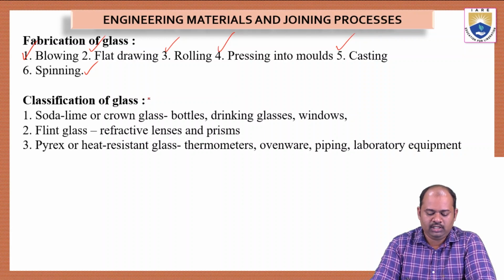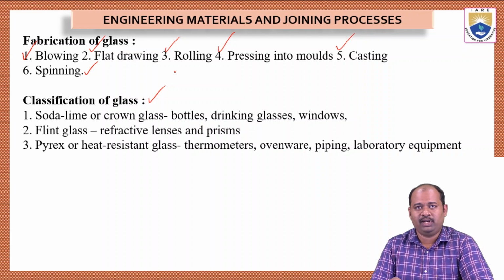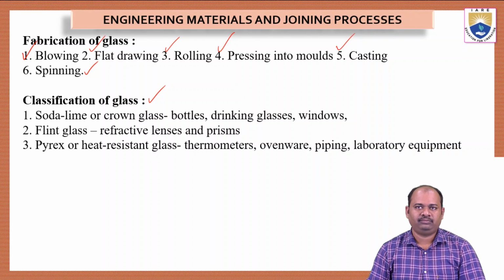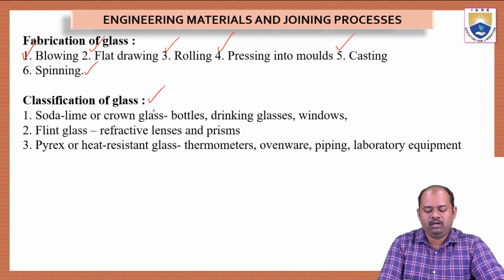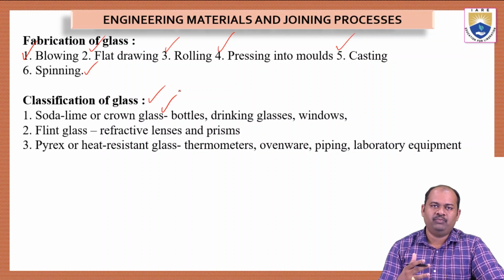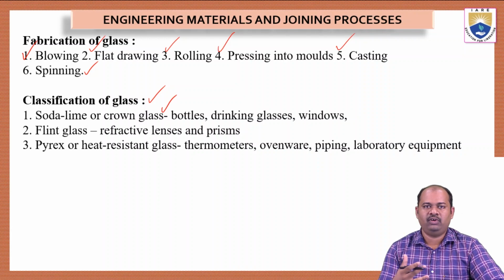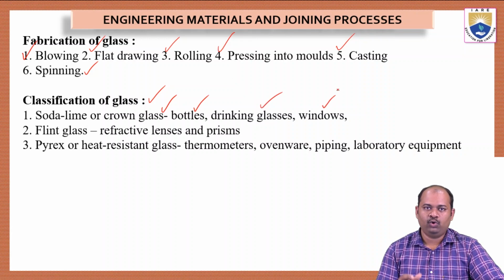And then we see the classification of glasses. There are 3 different types of glasses depending on their applications. The first one is soda lime or crown glass. Why do we call this soda lime? Here we increase the percentage of lime that is added to the glass. This glass is used to prepare bottles, drinking glasses and windows. All the drinking glasses we use in our homes are made of this crown glass or soda lime glass.